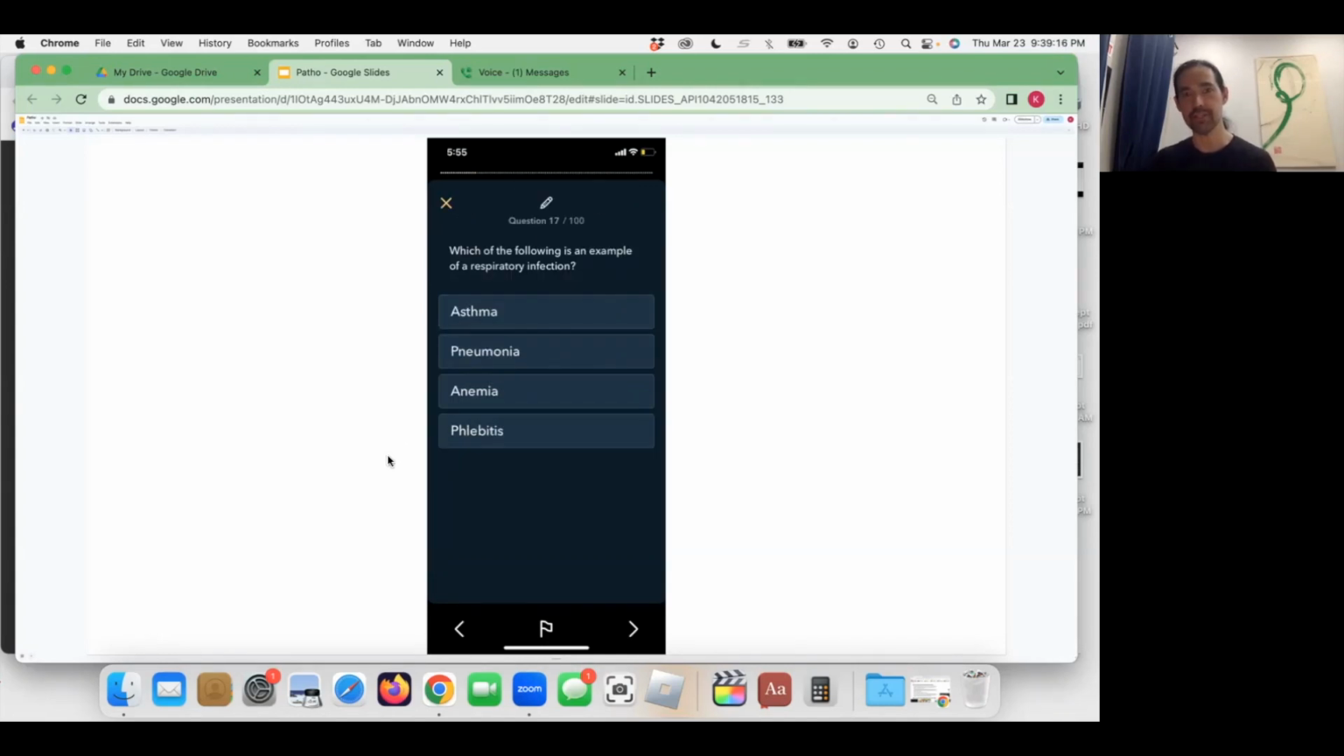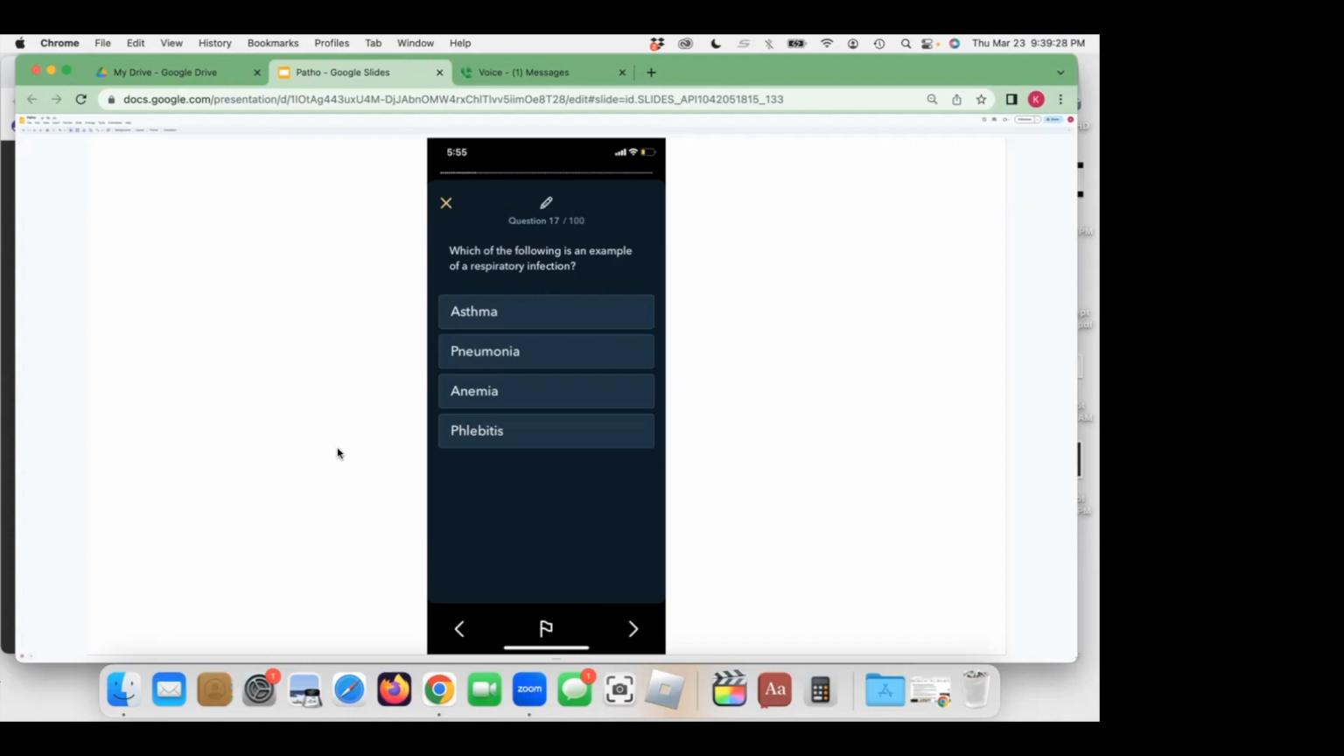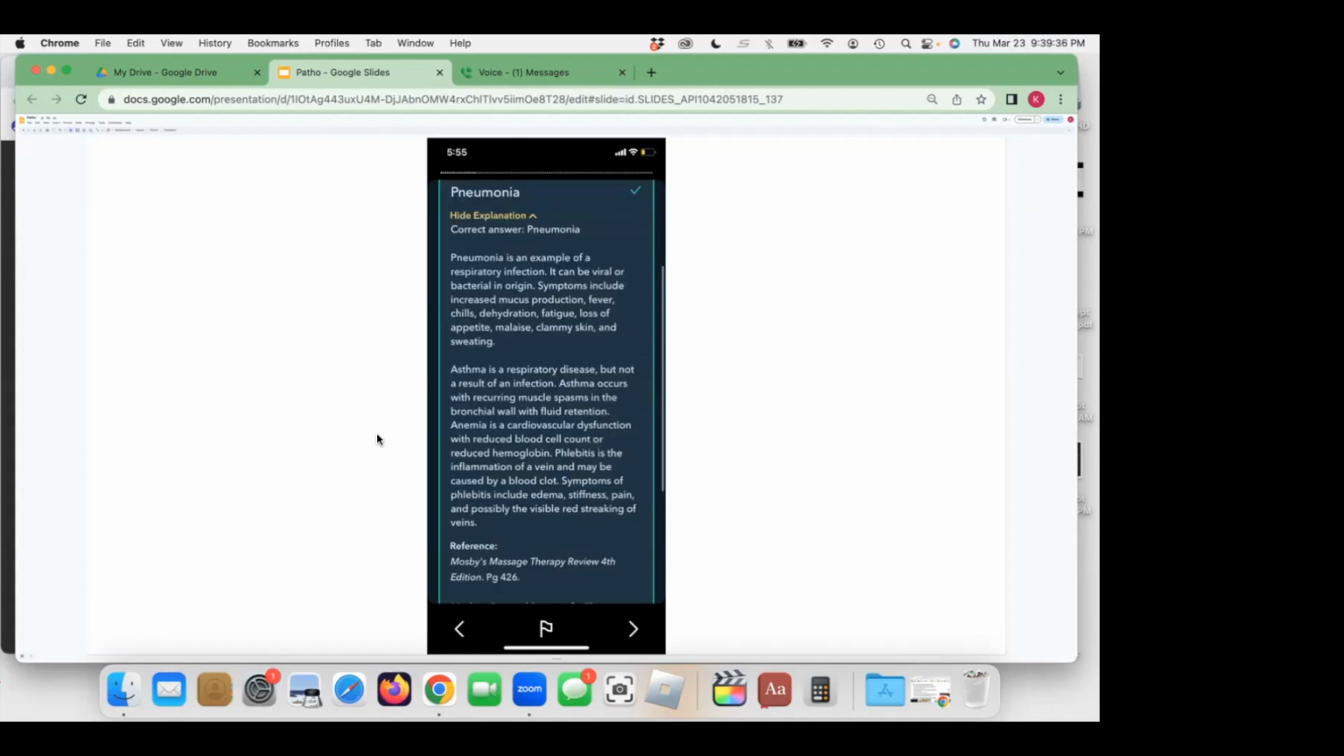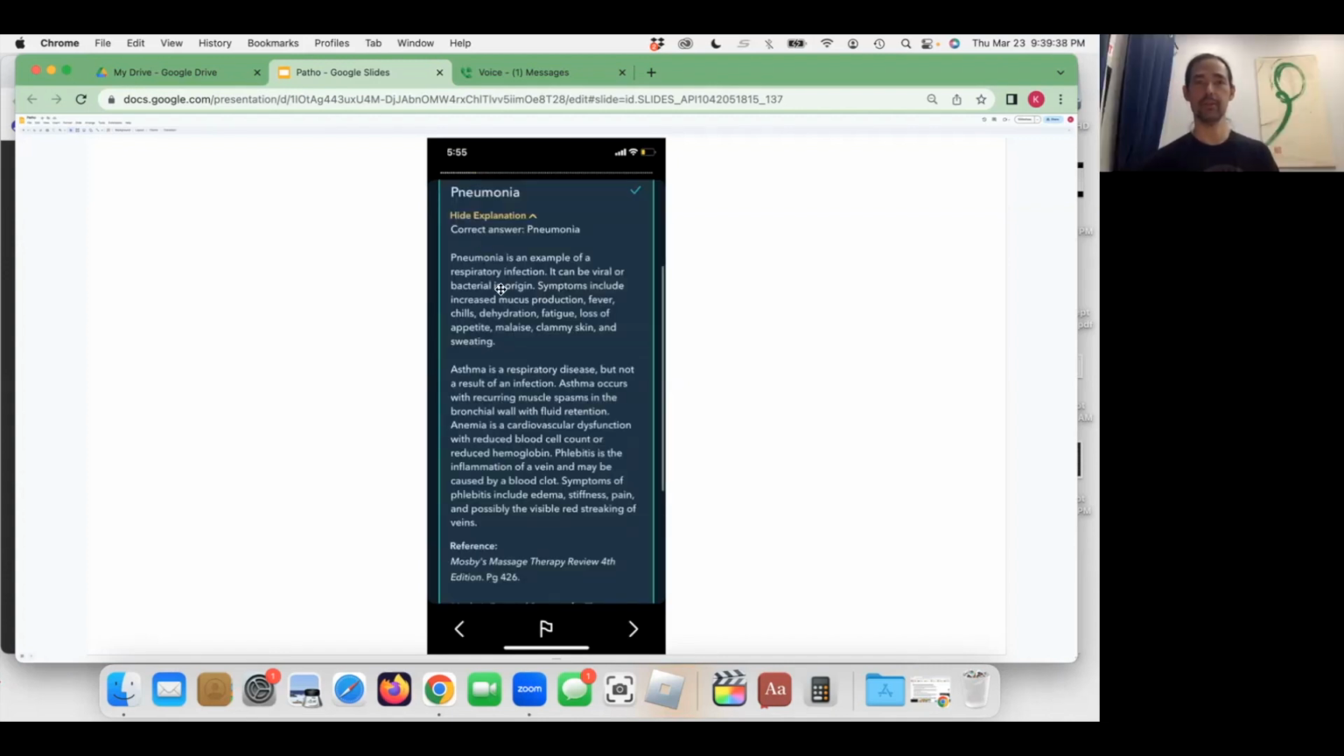Which of the following is an example of a respiratory infection? Asthma, pneumonia, anemia, or phlebitis? An example of a respiratory infection. Asthma? Oh, pneumonia. Infection, yes. Got to read the whole question. Pneumonia.